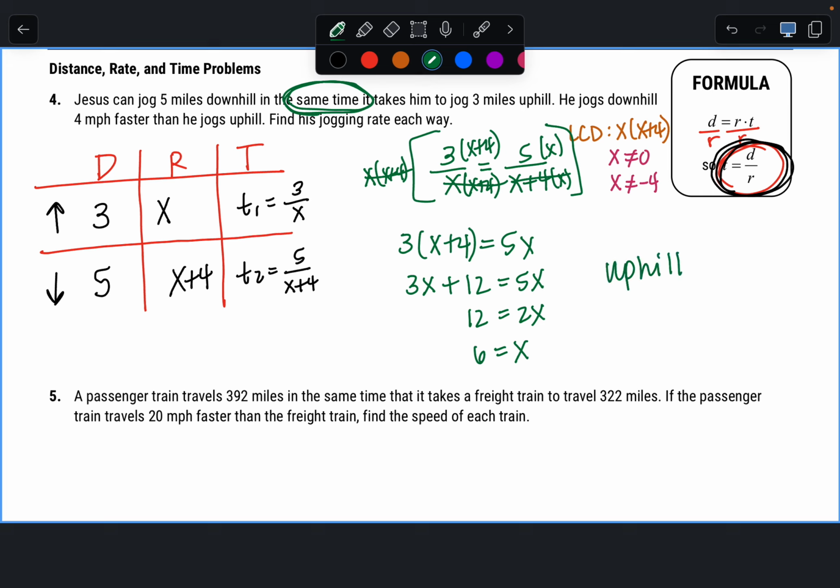You should have gotten an uphill speed of 6 miles per hour. If you did not have units, I would take off on your quiz. Downhill should have been 10 miles per hour. Oh, this actually makes more sense. And this would have come from you plugging into x plus 4.